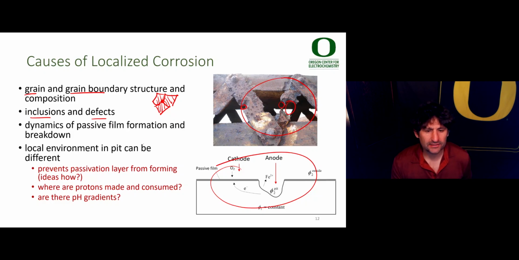The dynamics of passive film formation and breakdown. Let's talk about the passive film. In this case, it's an iron hydroxide, oxide that can passivate corrosion in certain spots. And the local environment in the pit can be different. We talked a little bit about this on the last slide, but you might be able to prevent this passivation layer from forming. So I'll have you talk about that in class, why the passivation layer might not form as readily inside the pit. And to do that, I'd like you to think about where the protons, or hydroxides, are made and consumed in this reaction, and where there are pH gradients or not.